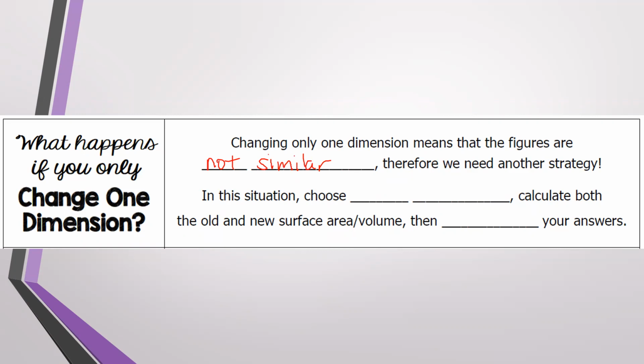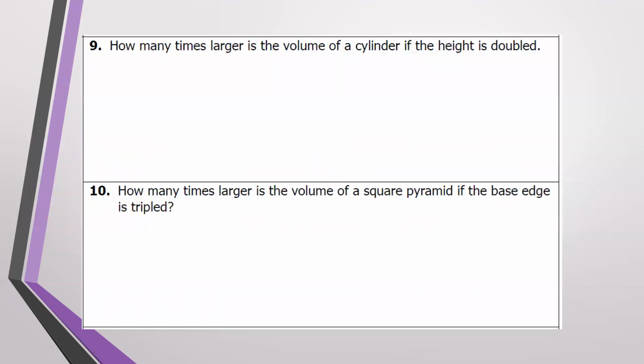So a different strategy is you're going to choose what we call test values. Then you're going to actually calculate the old and the new surface area or volume, and then you're going to compare your answers. When you choose test values, choose numbers that are really easy to multiply by or divide by. So you're going to see me choose the number 1 a lot as a test value.